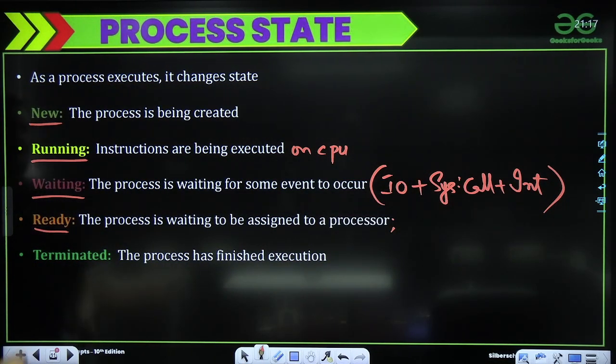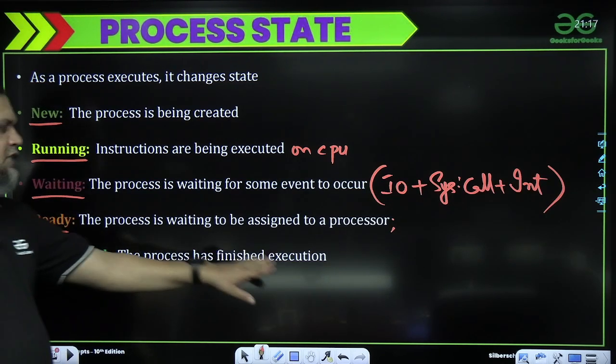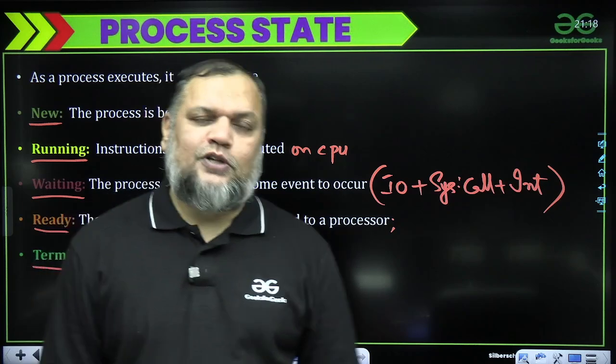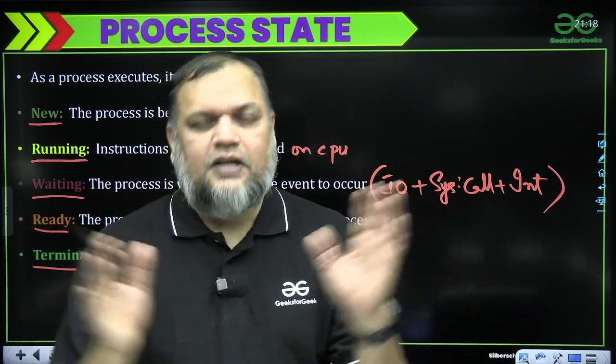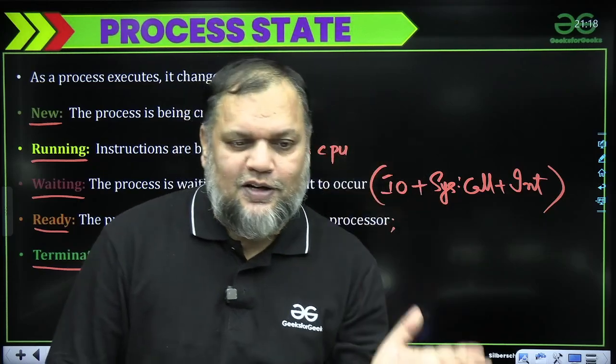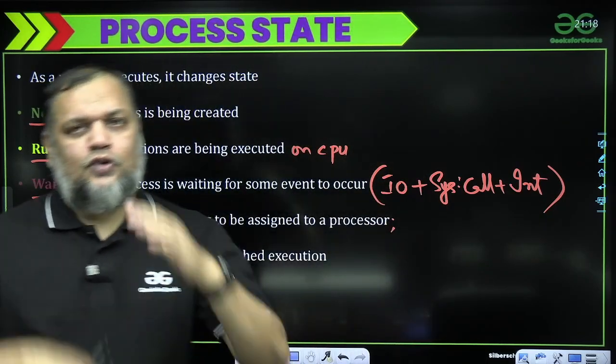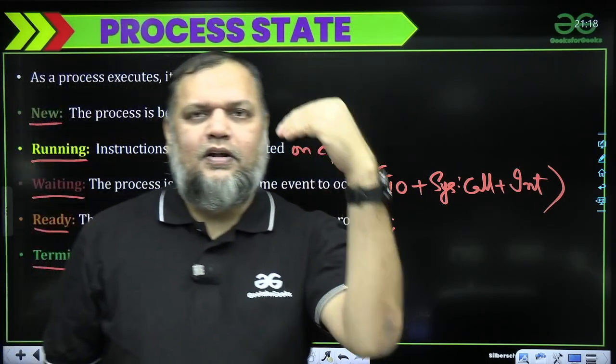And finally, when the process completes its execution, it changes state to terminated. The process has finished the execution, so all resource deallocation takes place. Whatever resources the process was given, that deallocation happens. So new state: resource allocation; terminate state: resource deallocation. In between new and terminate, I have ready, running and block.